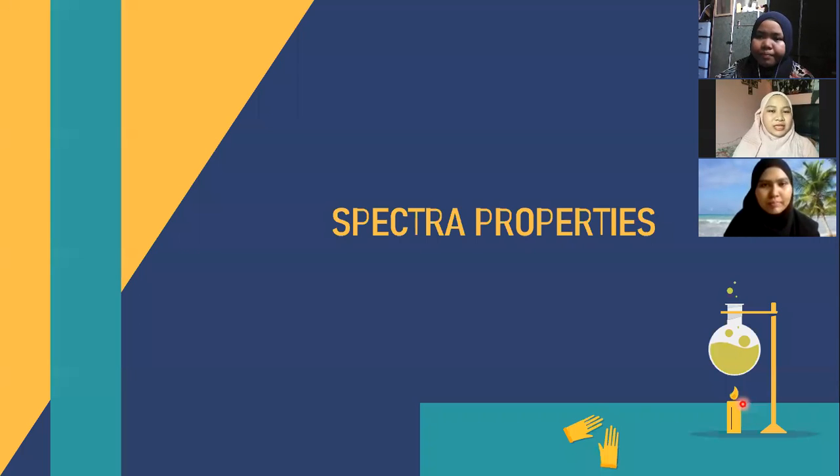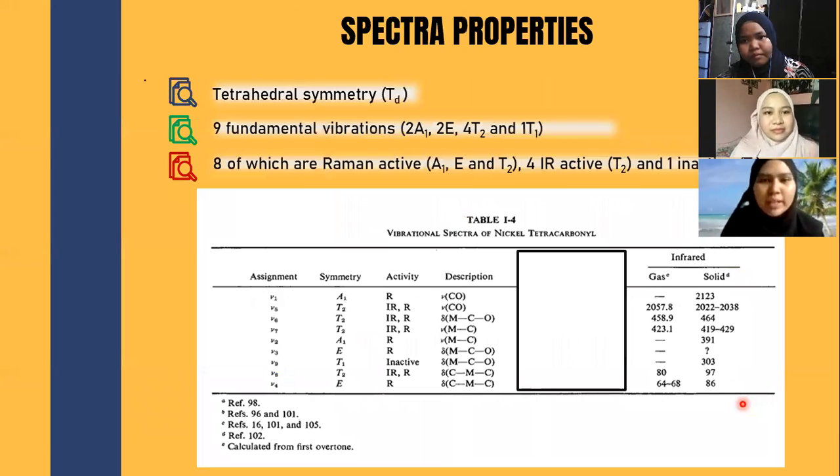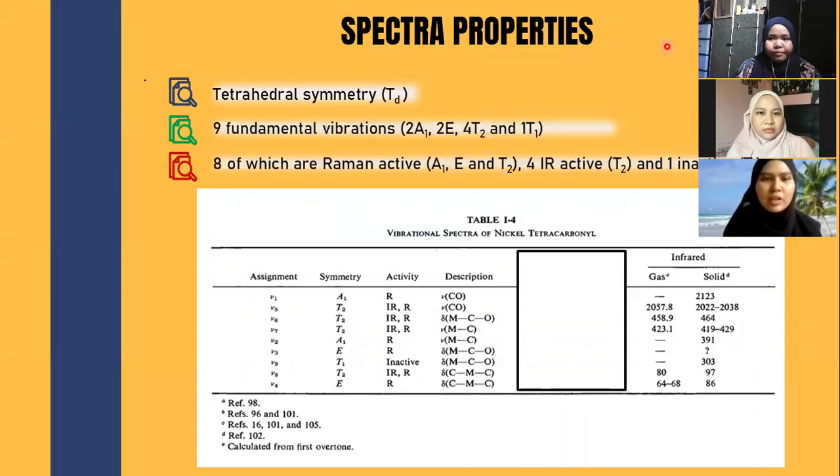So next is about the spectral properties of this metal complex. As Atira said before, tetracarbonyl nickel is a complex with a tetrahedral Td geometry, and it has 9 fundamental vibrations, which are 2A1, 2E, 4T2, and 1T1. Eight of them are Raman active, which are A1, E, and T2, 4 IR active, which is the T2 mode, and 1 inactive mode, which is T1.